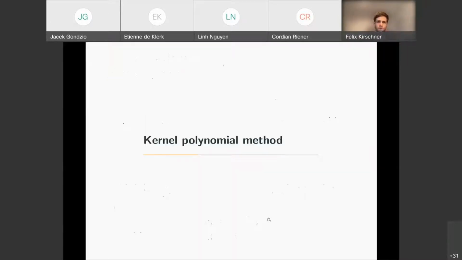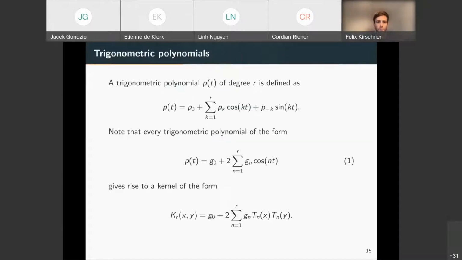Good. So now we arrive at something that we kind of saw already in Lucas's presentation yesterday. So we will use a different setting, in a way. We will tackle this whole thing using trigonometric polynomials, because they're easier to deal with numerically. But first of all, what is a trigonometric polynomial?